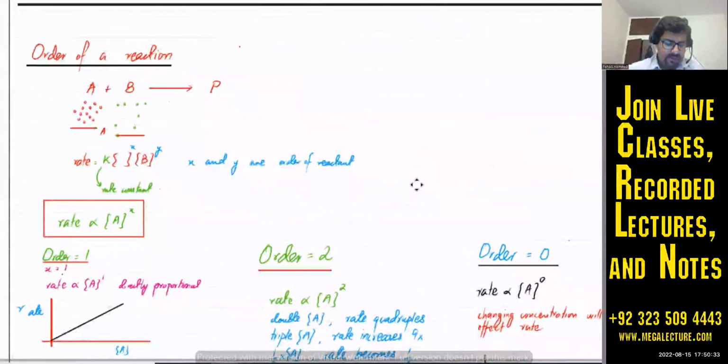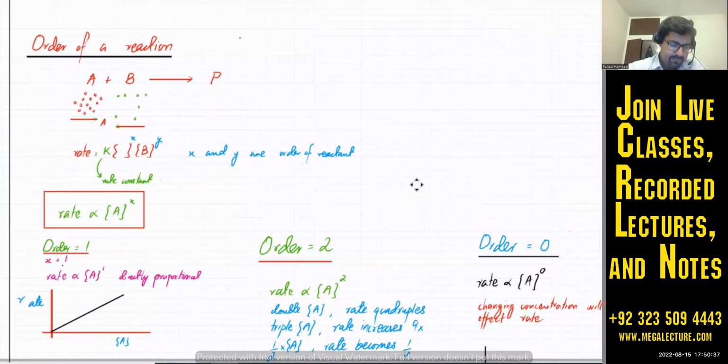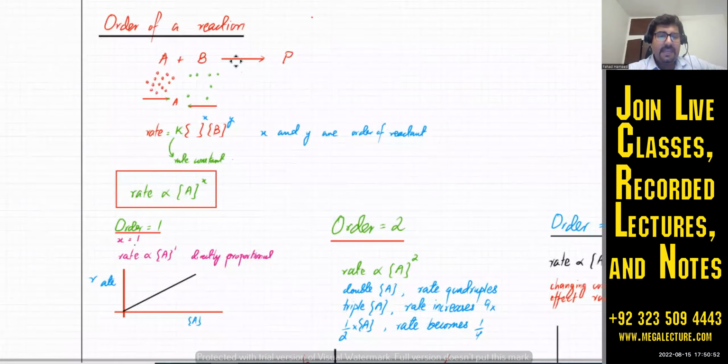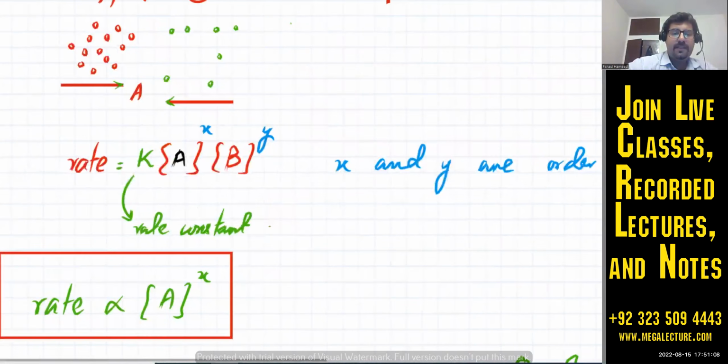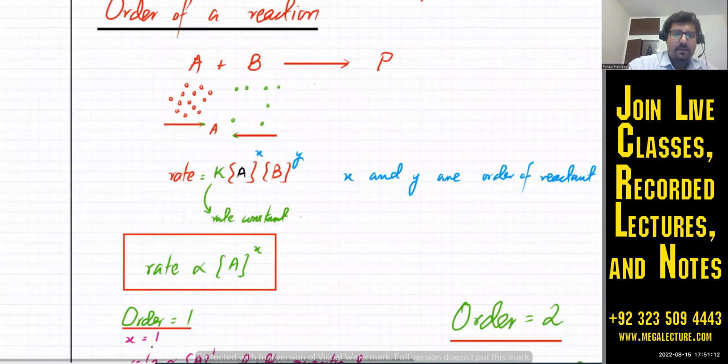And more importantly, we started talking about orders of a reaction. Order of reaction was that if A reacts with B, then particles of A and particles of B will collide. And the rate of the reaction would depend on the concentration of A and the concentration of B.